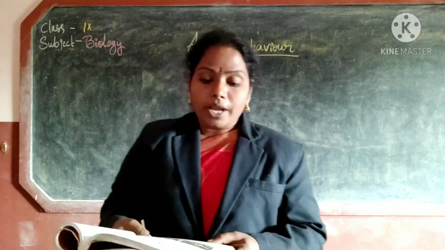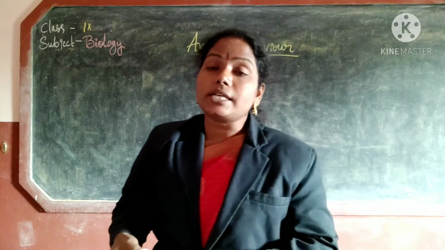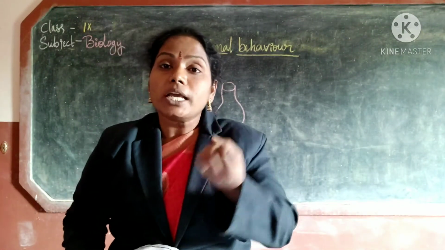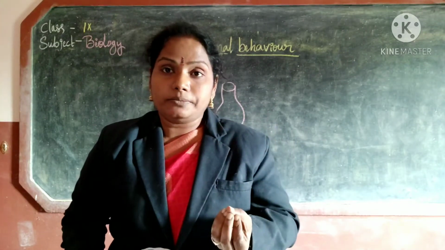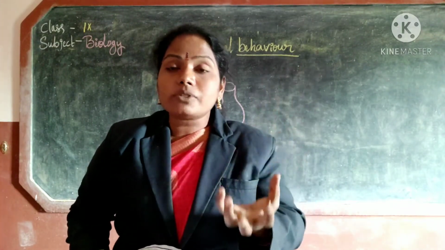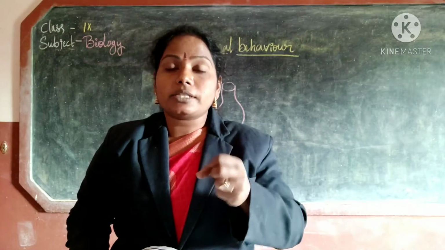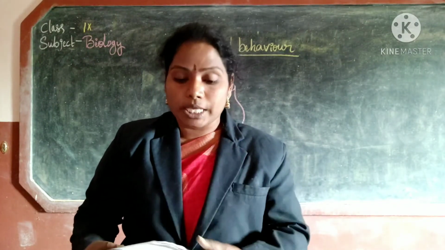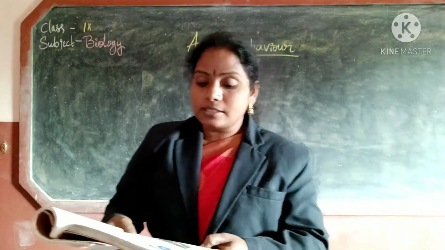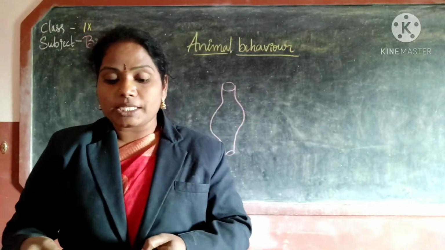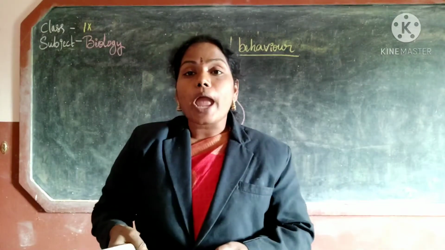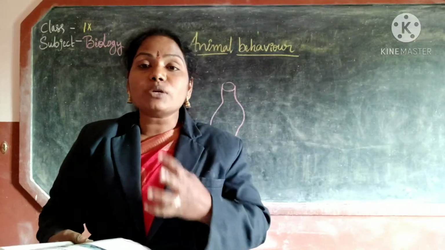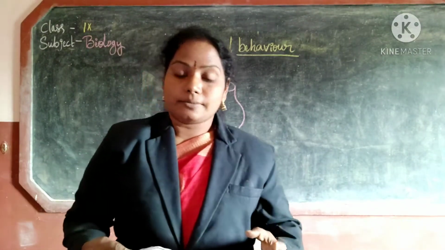Next, how can a butterfly find nectar? How can a butterfly know that honey is there in that flower? From where does it come and how does it suck the nectar with its proboscis? Next, how do ants search for their food and pass information to each other about this? How do ants find out about the sweets and give information to other ants?